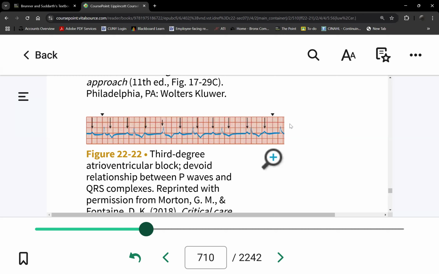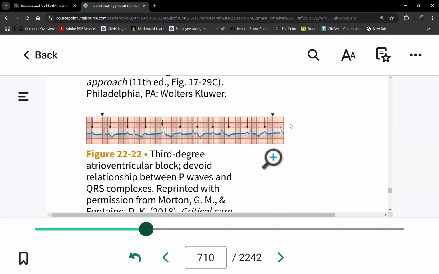Is there a QRS for every P? No, the R's are missing. This R to the P is not paired correctly, okay? So therefore, can you say that every SA impulse is reaching the AV node? No. So this is what we call a complete heart block.